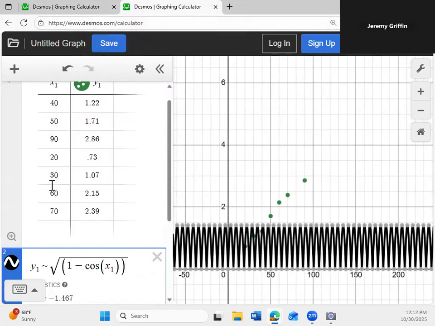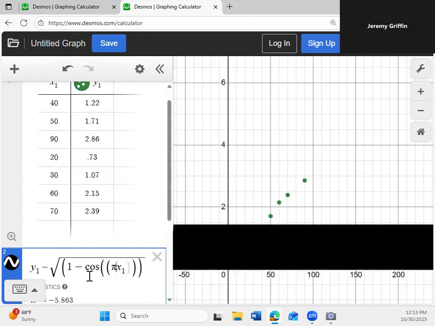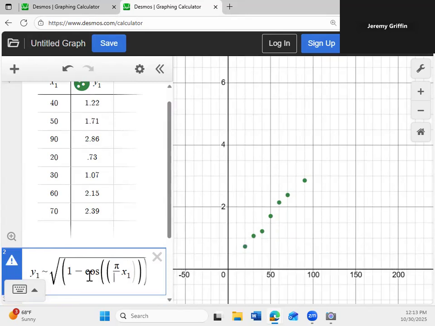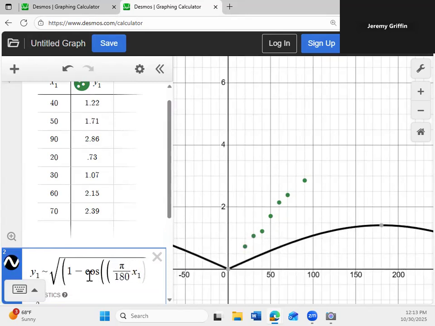One thing, guys: Desmos is thinking in terms of what unit? Not degrees, but radians. So how can I convert degrees, which is straight off the table? These are all degrees. How can you convert degrees to radians? Pi over 180, right? So I'm going to multiply here. If I type the word pi, it gives me pi over 180. Let's see if this fits better. Okay, that looks better.